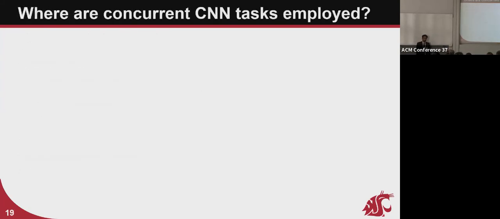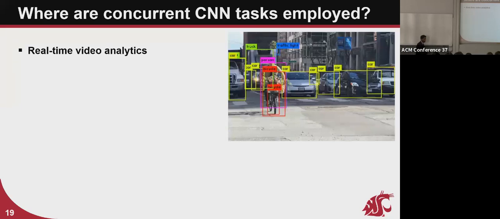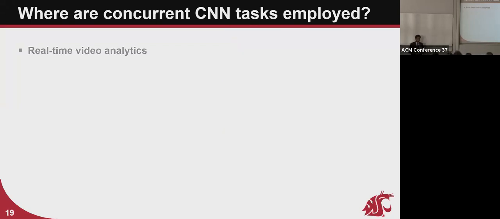So let's talk about the performance analysis and look at where these concurrent CNNs are used. Real-time video analytics is a good example, where you might use a ResNet 50 for classification, and at the same time you need a segmentation model. So they're running concurrently within one single system.